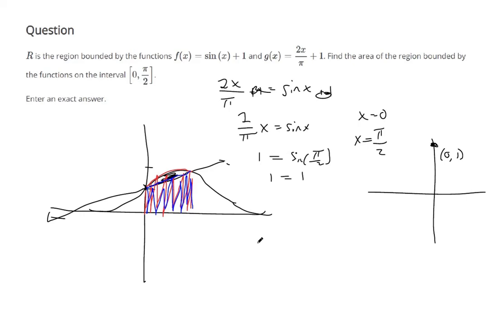Okay, so that means our integral for the big function is from 0 to pi over 2, and it's sine of x plus 1. And we can make this one big integral by subtracting this by the area of the smaller function. So subtracting it by, make sure to put it in parentheses, 2x over pi plus 1.